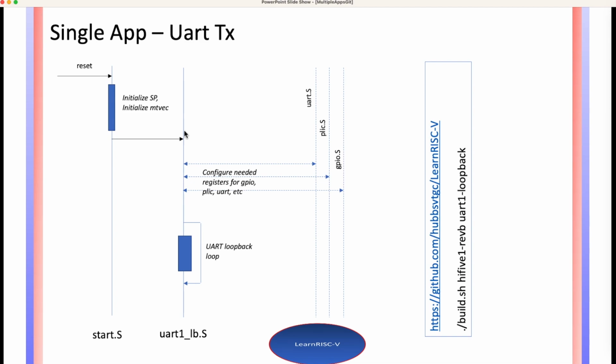And in the UART TX example, it's the same, except that right after initializing the stack pointer and machine trap vector, the app would just configure those registers, and in a loop it would just keep transmitting data through the UART port, and at no point would the execution jump from this UART task to another task or anything.